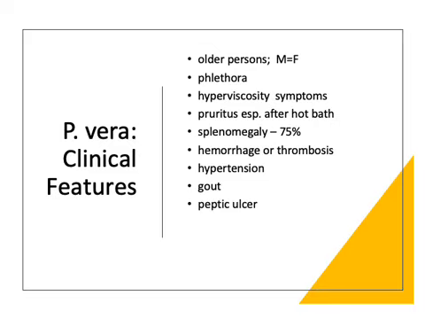Splenomegaly may be seen in 75% of cases. Some patients are predisposed to the development of thrombosis or thrombotic events, although some patients may also have hemorrhagic events. Hypertension, when present, is usually of the systolic type. Because of the hyperproliferation of cells, there will be an increase in uric acid that may result in gouty attack. Peptic ulcer, usually explained by the presence of high basophils, is also common among patients with polycythemia vera.